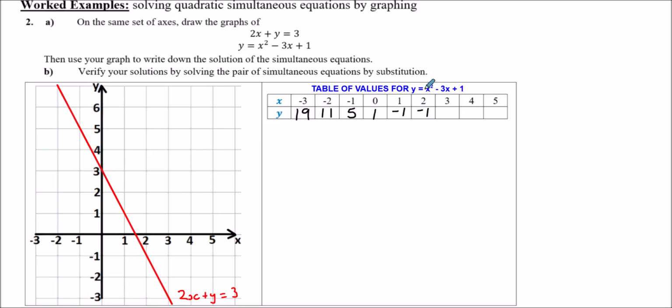When x is 3, 3 squared is 9, minus 3 times 3, 9 again, 9 take 9 is 0, plus 1, we have 1. Now we can use the symmetry of quadratic coordinates to help us. You can see the y values are repeated here, so there's going to be symmetry around here. So if they're minus 1, these are going to be 1, the next one will be 5, and the final one will be 11.